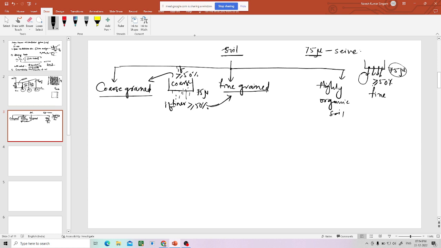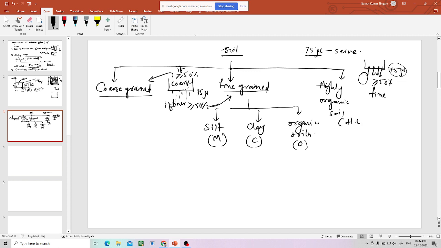Then if it is fine, there will be three types of soils under fine: silt, clay, and organic soils. Silt is denoted by M, clay is denoted by C, organic soils are denoted by O, and highly organic soils are denoted by HO. Now, how to classify whether a fine grained soil is silt, clay, or organic, I will tell you in the next part of the class.